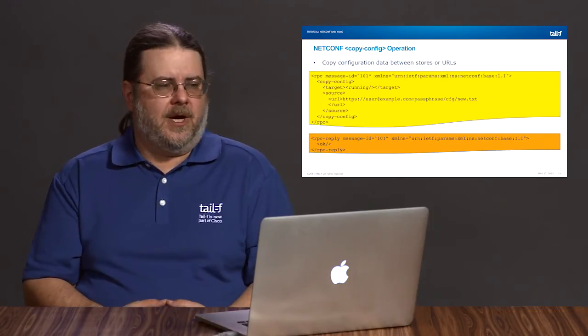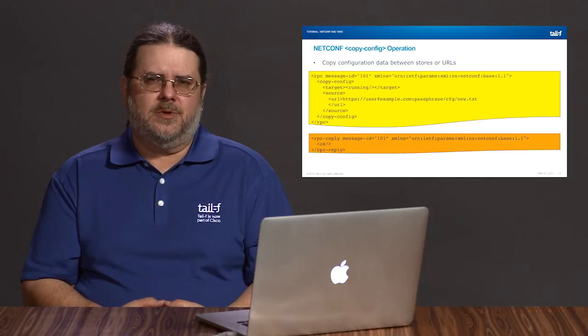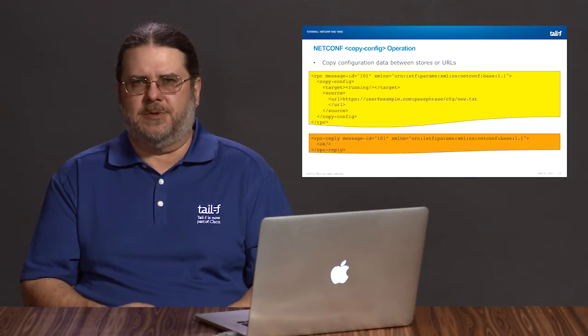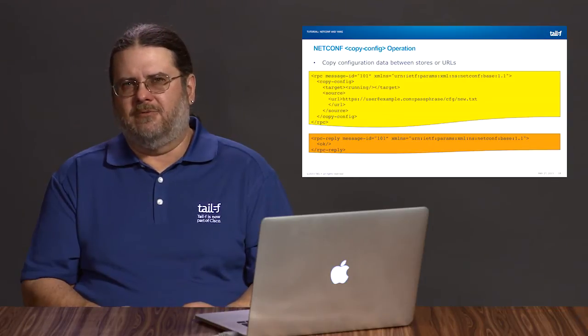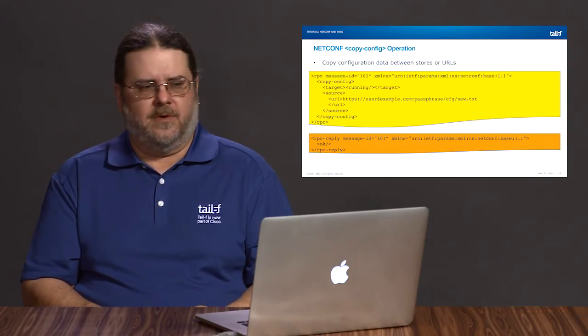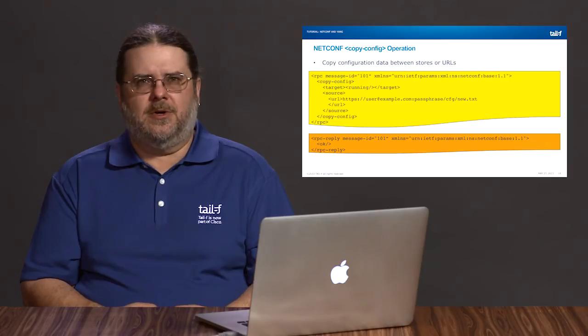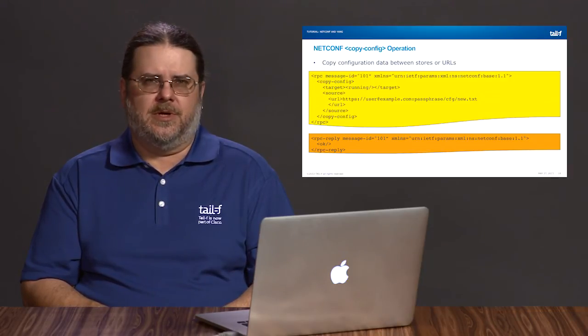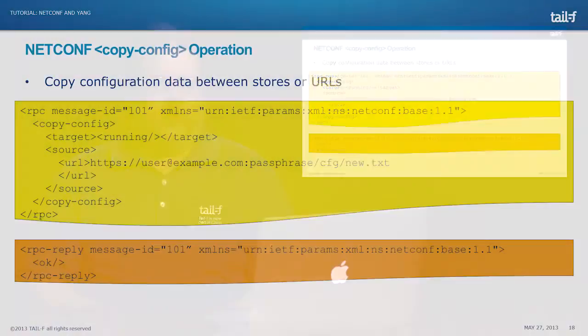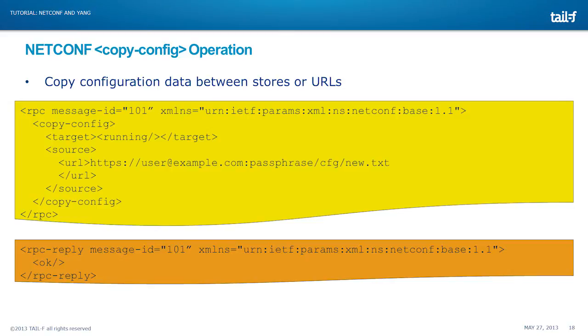The CopyConfig operation is primarily used to copy configuration between data stores. Very commonly, it'll do something like CopyConfig from a source of running to a target of candidate. However, it can also be used if the URL capability is supported and enabled to copy information to a URL or from a URL. So here we see an example.